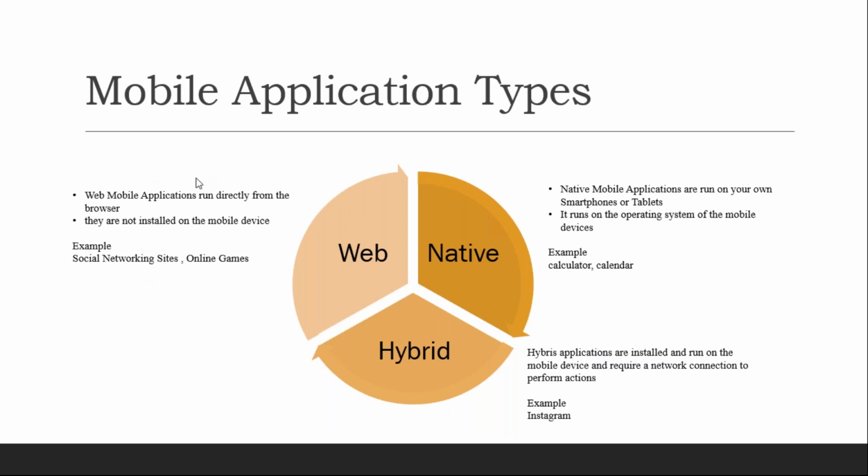web type. Web applications are run directly from the browser, that everyone knows. Mobile browser, I'm saying mobile browser, and they are not installed on the mobile device. These applications are not installed on the mobile device. Even in the social networking sites and online games. Okay, so what is that meaning? Any application, say if Facebook is having a web version, every application is having the web version also, right? Even WhatsApp also is having a web version.